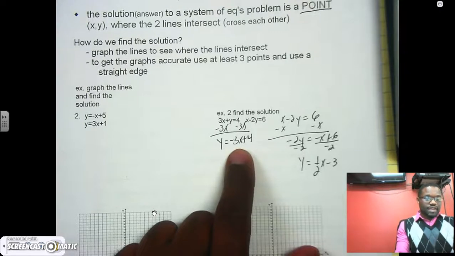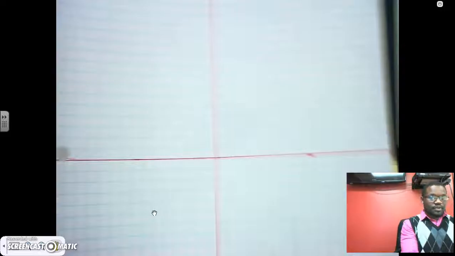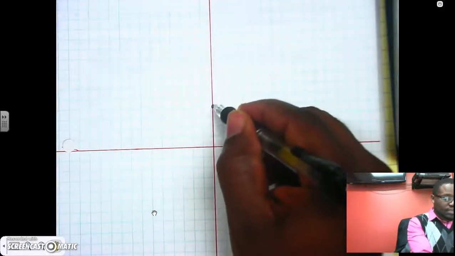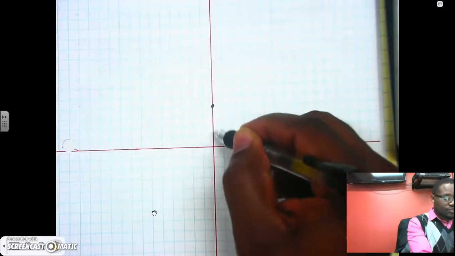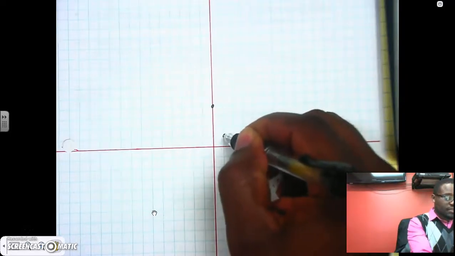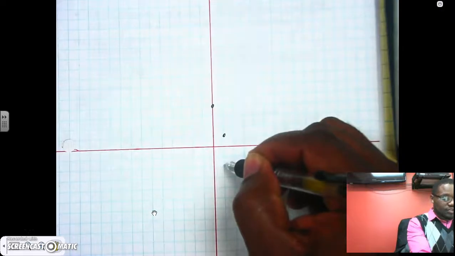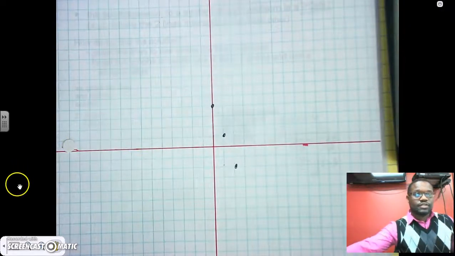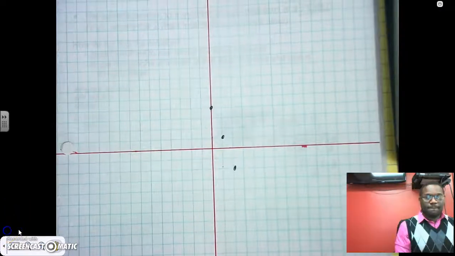Y equals negative 3x plus 4. So I'm going to graph that. Plus 4 is 1, 2, 3, 4. Negative 3x is down 1, 2, 3 to the right 1. Down 1, 2, 3 to the right 1. And so that's how you would actually put those points on the graph.